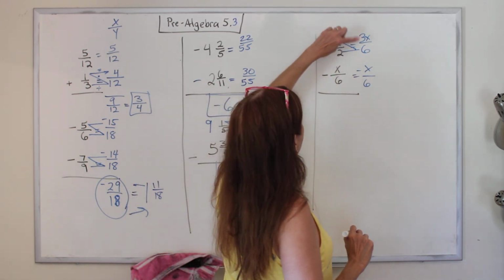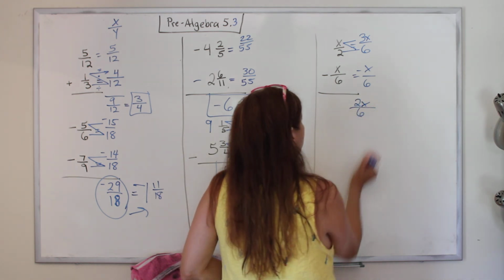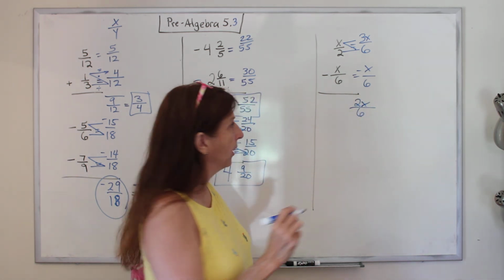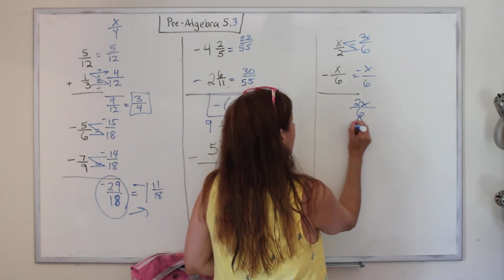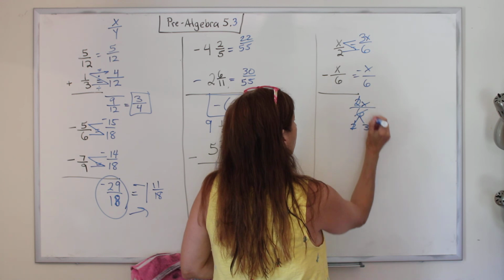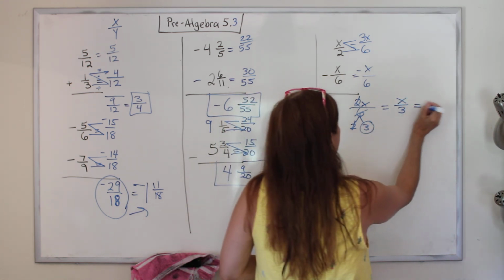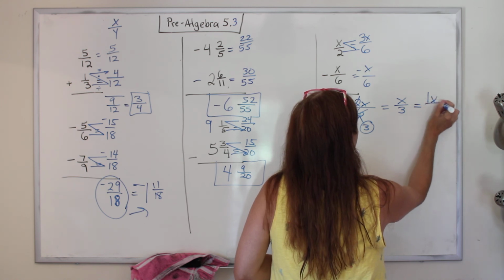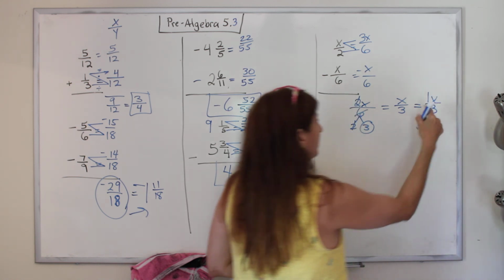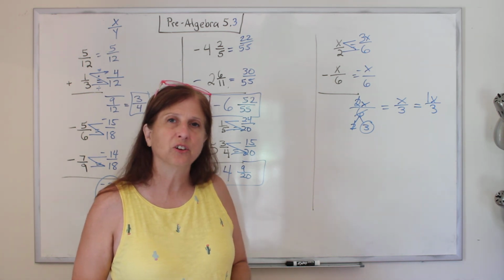So we have 3x minus 1x is 2x over 6. Are we done? No, because 6 is made out of 2 times 3, so the 2s can cancel out. So I'm left with x over 3, which is the same thing as 1x over 3, but we leave that 1 off because we like the understood one.